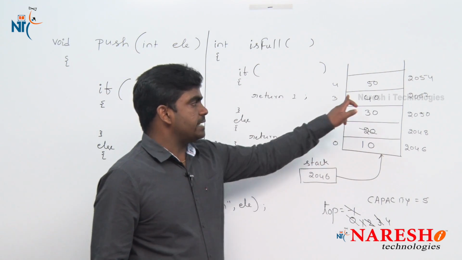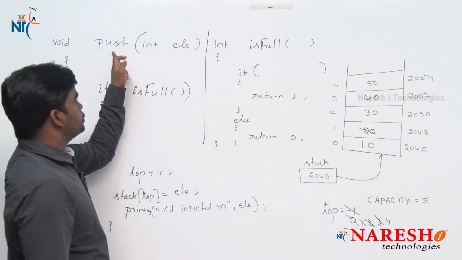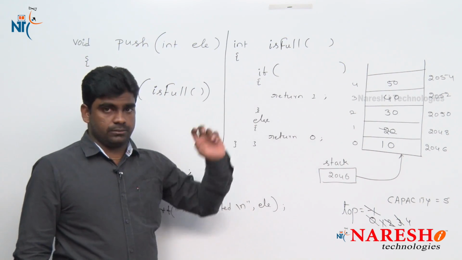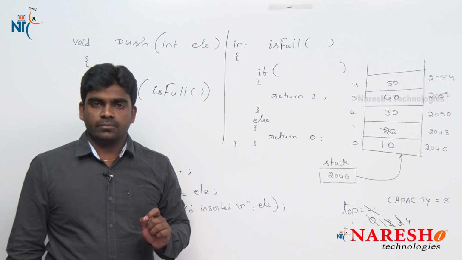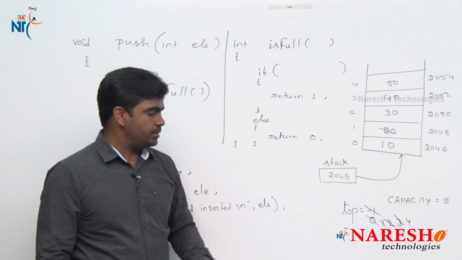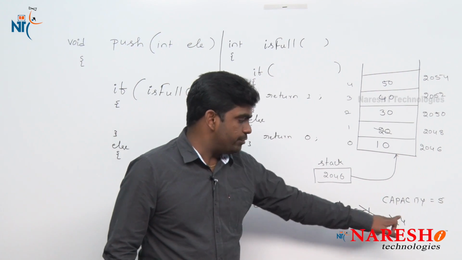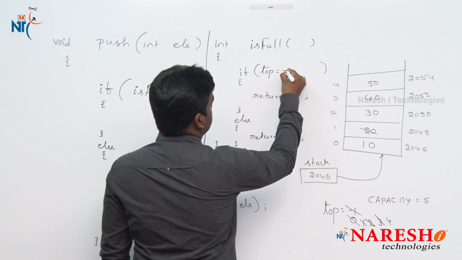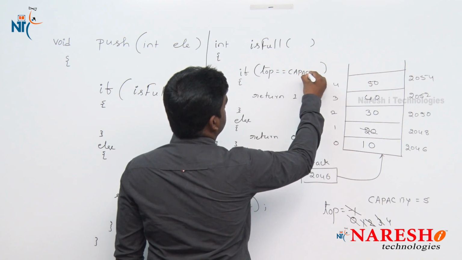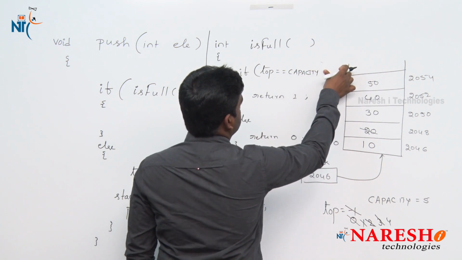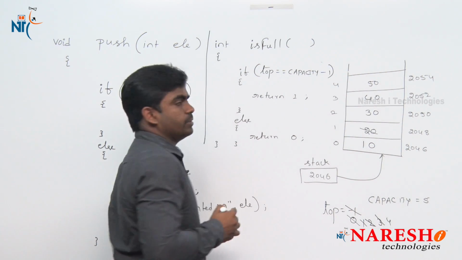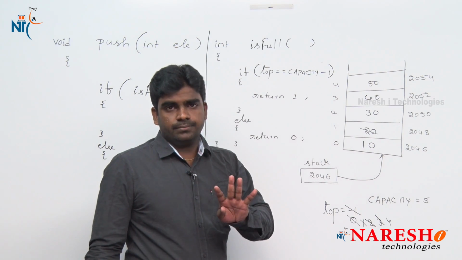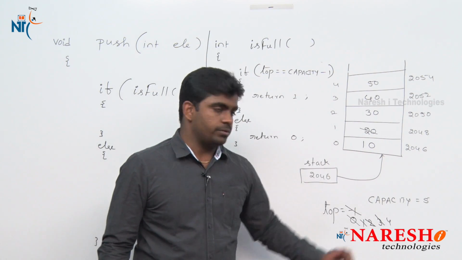So by this time, whenever they try to call the push function once again, the is full method should return the value 1. Based on which condition? Very simple. Top value is 4. Whenever top equals capacity minus 1. Reason: capacity is 5, 5 minus 1 is 4, so top equals 4.